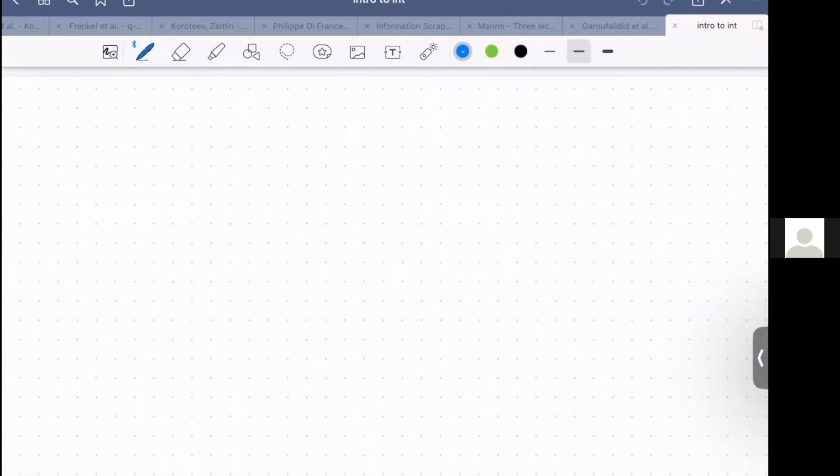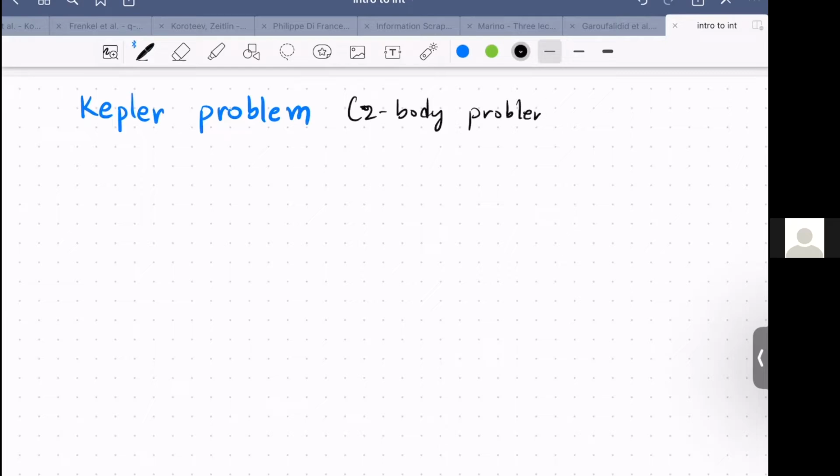A famously integrable problem is Kepler's problem. You probably already know what it is. This is just a two-body problem in three spatial dimensions. This is the famous problem solved by Newton a long time ago, who was interested in planetary motions. What happens if two planets or two massive particles move in a gravitational field?